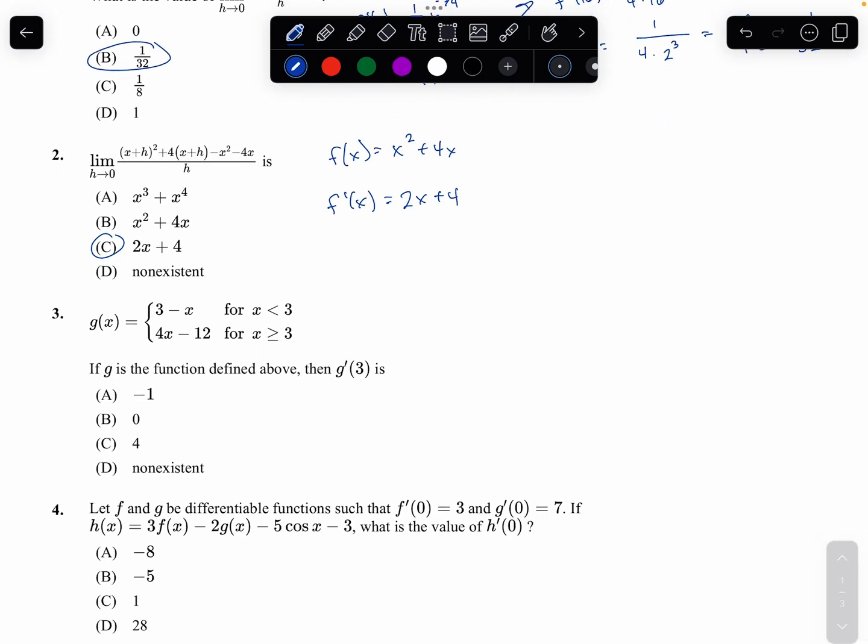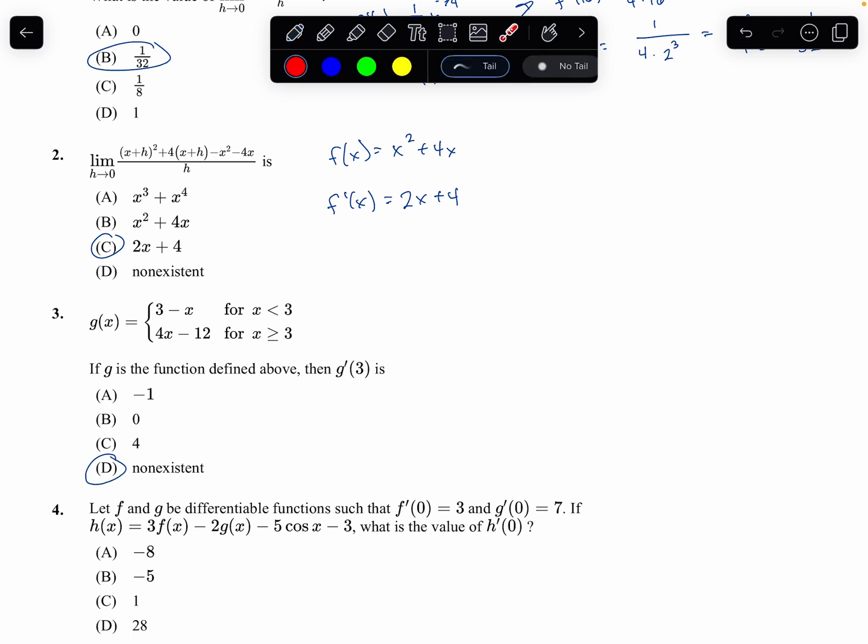If g is the function defined above, then g prime of 3 is. So for g prime of 3, notice that this is a piecewise function. For g prime of 3 to exist at this point, the slope from the left and the slope from the right have to be equivalent. But I can already see that the slope from the left of this graph is -1, and the slope from the right is +4. Since they're not equivalent, it's going to be non-existent.